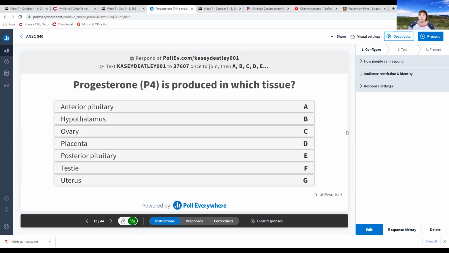Progesterone is produced in which tissue? All right, about 15 more seconds here, guys. Okay, we'll go ahead and take a look.